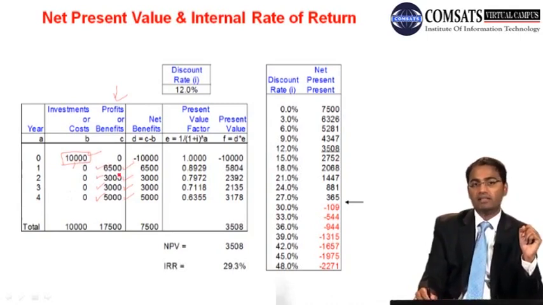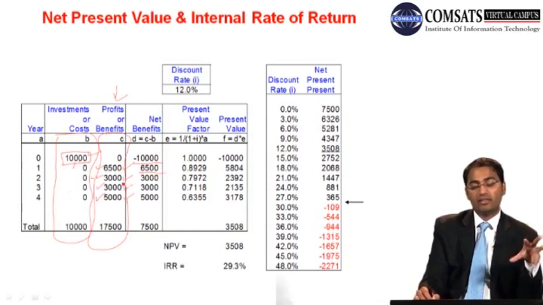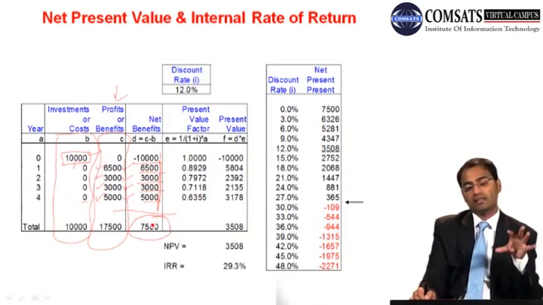Okay, so net benefits are benefits minus cost. This column is called B, and this column is called C. The D column, the net benefit, is equal to C minus B. So 0 minus 10,000 is minus 10,000, and 6,500 minus 0, 3,000 minus 0, 3,000 minus 0, and 5,000 minus 0. Then you sum all these parameters and you come up with 7,500 as the net benefits.